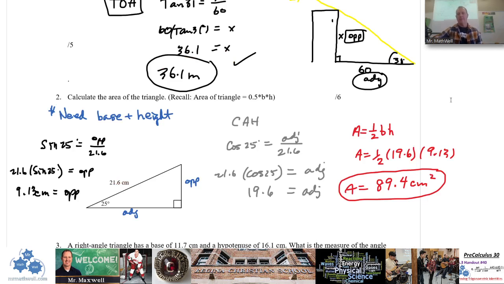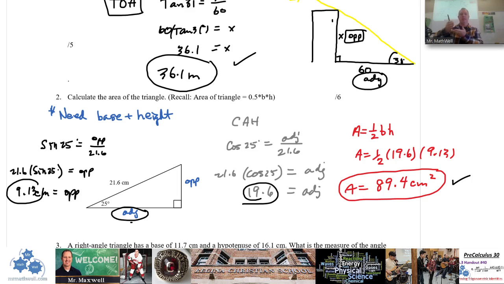All right, so having tried that question, we need the adjacent side, which is over here, 19.6 is the base. And the opposite side, or the height, is 9.1 or 9.13. When you put those values into the area formula, you should get 89.4 or so, 0.3 maybe, depending on where you rounded. Okay? Anybody have any questions on number 2?